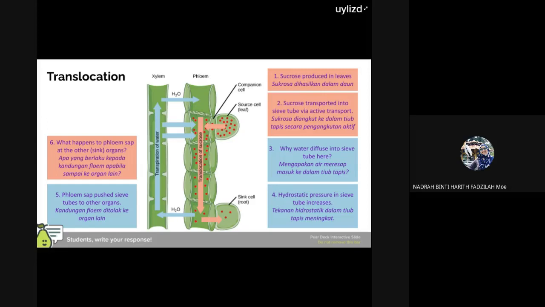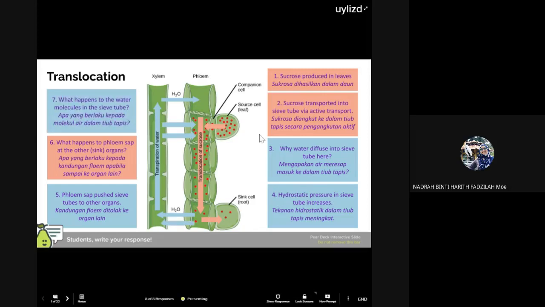Oleh sebab itu, when there is no more atau lesser sucrose in the sieve tube element, the sieve tube element will now have high water potential. Sekarang ni bahagian sieve tube tu akan ada banyak air. So water potential dia tinggi compared to the xylem area. Therefore, water diffuses from the sieve tube into the xylem.